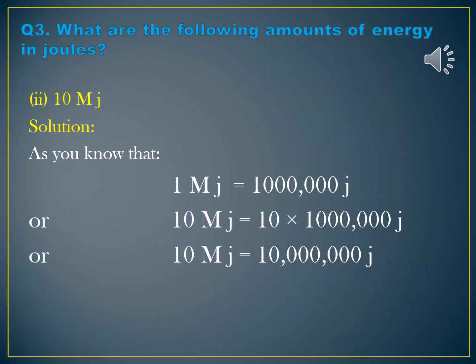Part 2. 10 megajoule. Its solution is: as you know, 1 megajoule is equal to 1 million joule. Therefore 1 MJ is equal to 1 million J. Now we will multiply 10 with 1 million joule, which is equal to 10 million joule, or 10 million J.